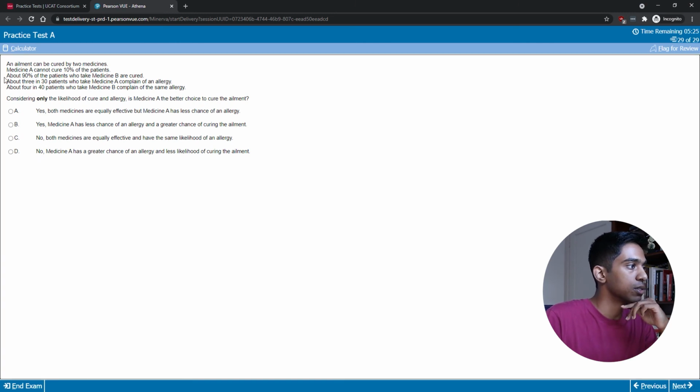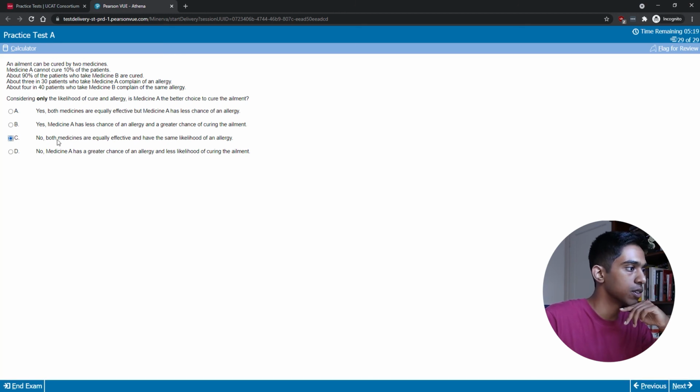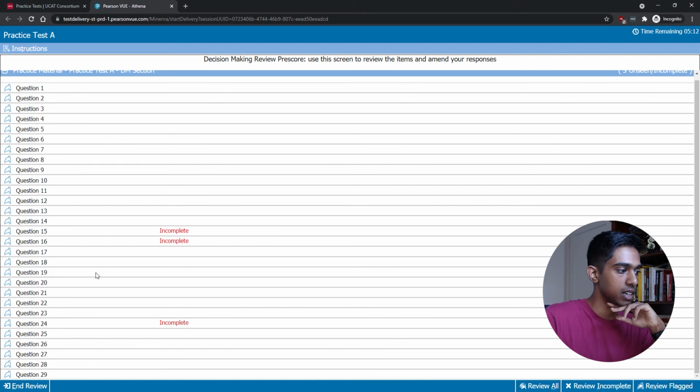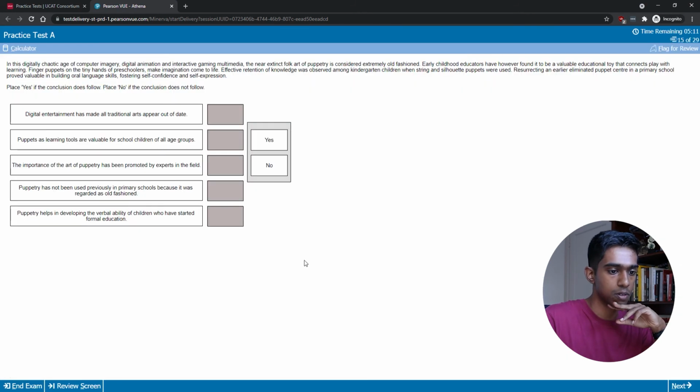Medicine A cannot cure 10%. 90% of the patients are cured, so these two are the same. 3 in 30, 4 in 40, these two are the same. So no, both medicines are equally effective and have the same likelihood of an allergy. So now I have 3 questions to complete in 5 minutes, which is much better. I'm going to review the incomplete ones.